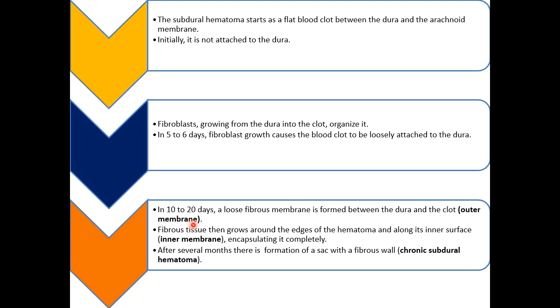outer membrane. Fibrous tissue then grows around the edges of the hematoma and along its inner surface, that is the inner membrane is formed, encapsulating it completely, right? After several months, there is formation of a sac with a fibrous wall, that is a characteristic chronic subdural hematoma develops. If we come to what is characteristically the big black brain.